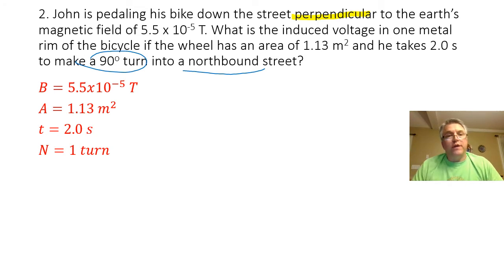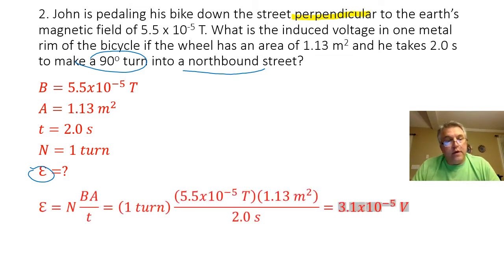And we are looking for the induced voltage or the induced EMF, which we represent by our Greek letter epsilon. So to find the induced EMF, we are going to have to use Faraday's law. And I know that the induced EMF is going to equal the number of turns times the magnitude of the magnetic field times the area divided by the time. I plug my known values into that equation, and I'm going to get an induced EMF of 3.1 times 10 to the minus fifth volts.